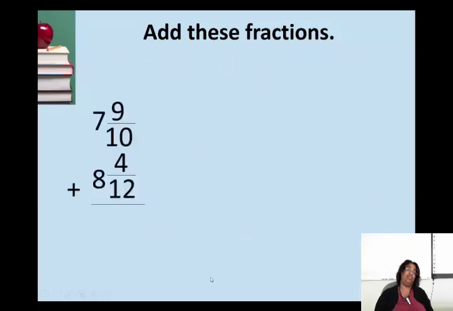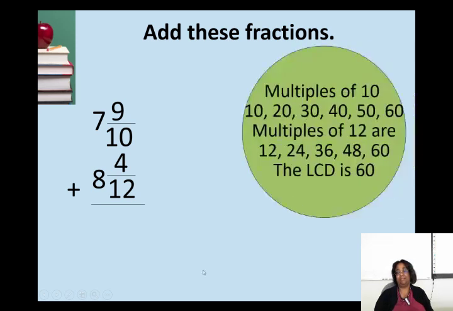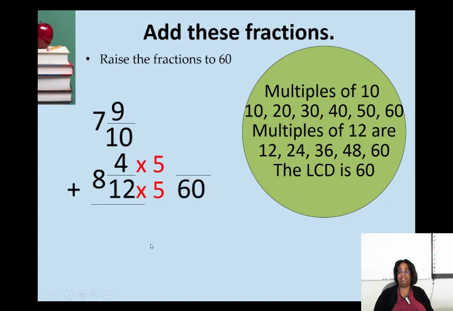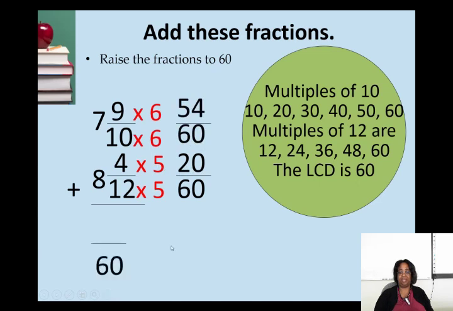For 10 and 12, what's the least common denominator? 60. If I did multiples of 10 and multiples of 12, I'll end up with 60. Here I'm going to multiply by 5 to get 60. I get 20/60. And here I'm going to multiply by 6 to get 60. I'm going to get 54/60. I add these together, I get 74/60.